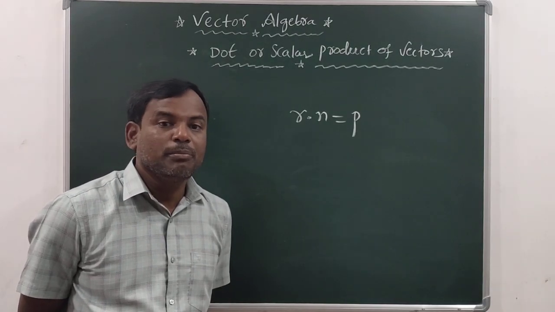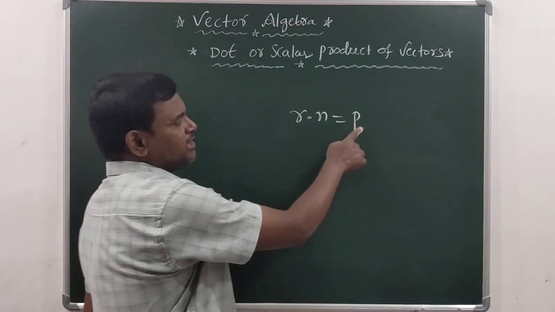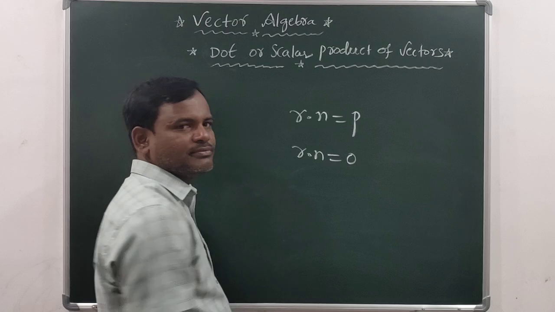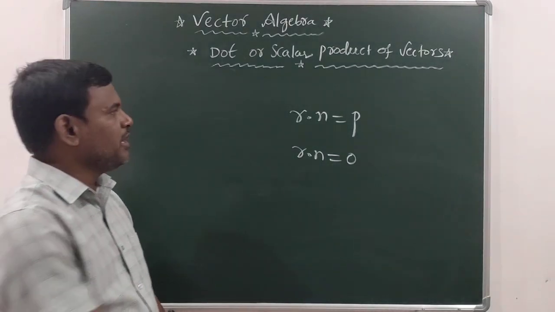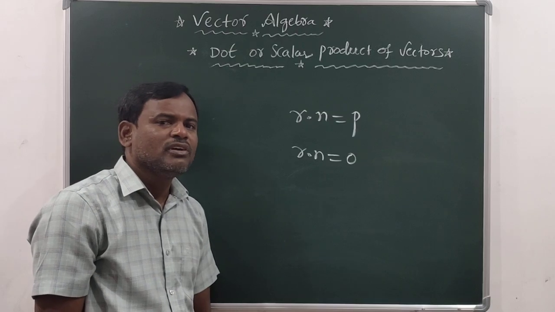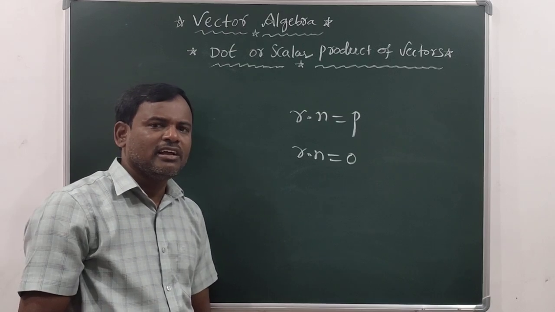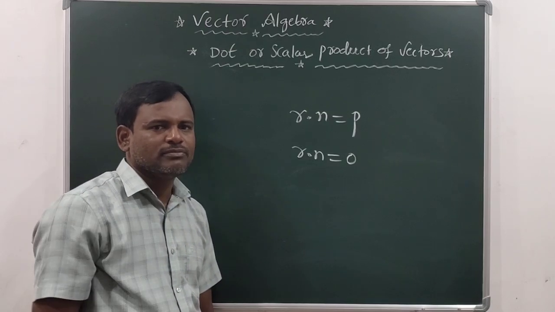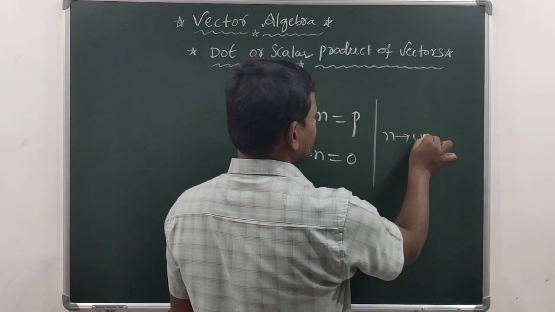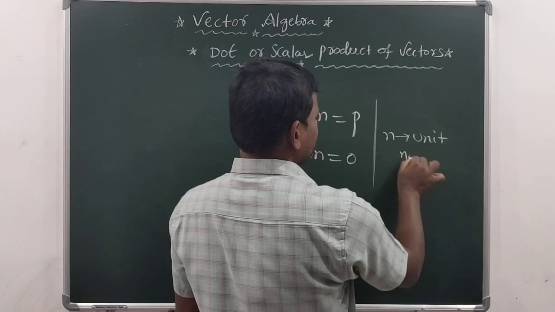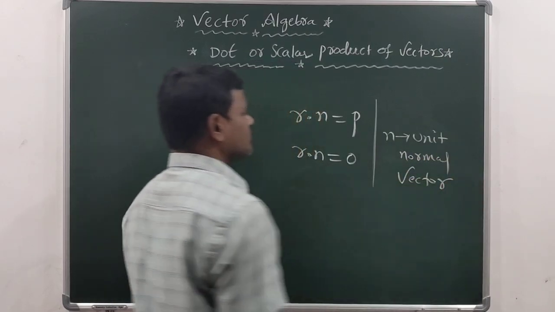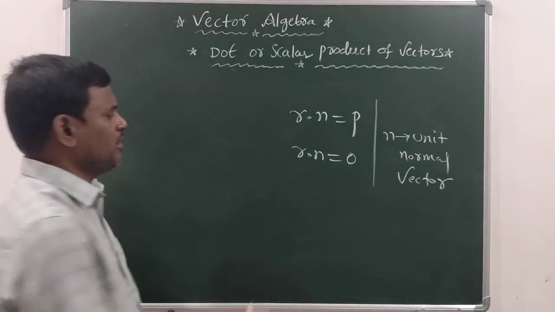Sometimes if the plane passes through the origin, this length will become 0. R dot n is equal to 0 you will get, where n is a unit normal vector. What is n? It is a perpendicular vector whose magnitude is 1. You can say n represents the unit normal vector. Okay, right.